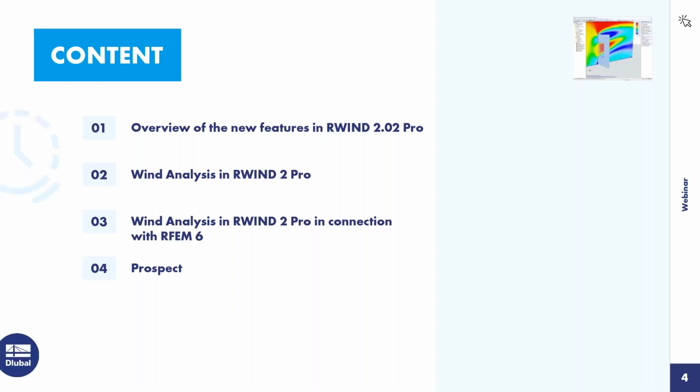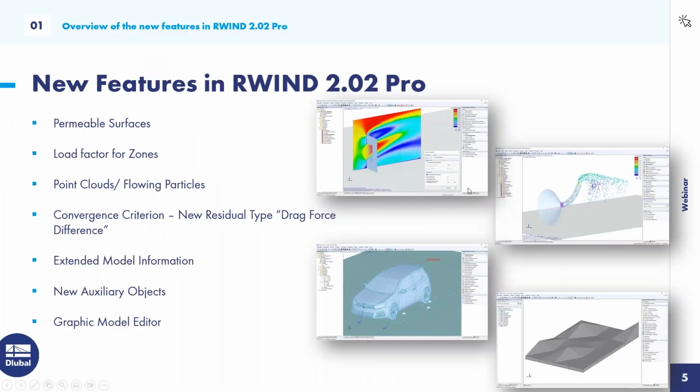So today it should be already working, that you can see my screen. Okay, so then I will continue with the next slide. I have prepared a PowerPoint presentation for you, which will sum up the main new features of RWIND 2.02 Pro. This will be an overview, and you will be able later on to download the PDF file and double check it if you are interested in the main features.